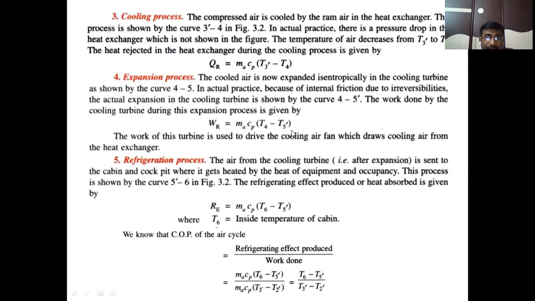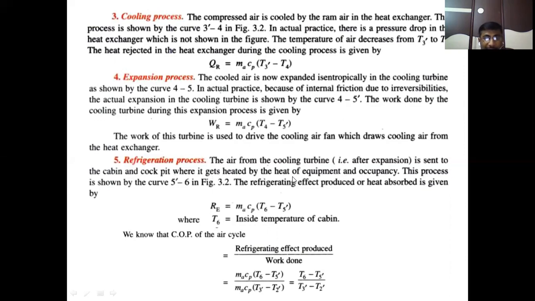This work produced by the turbine is not used for our compressor. It is only used to run the air fan. And the last process is the refrigeration process. The air coming from the cooling turbine at 5 dash after expansion is sent to the cabin and the cockpit, where it gets heated by the heat of equipment and occupants.